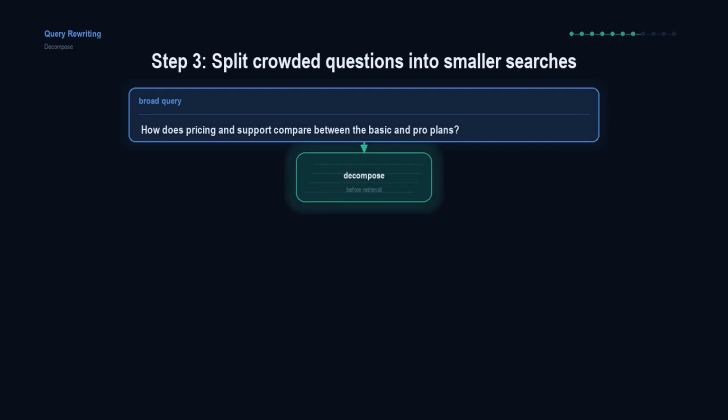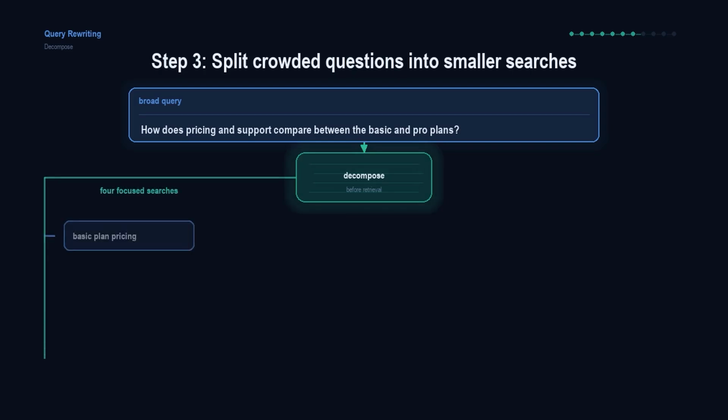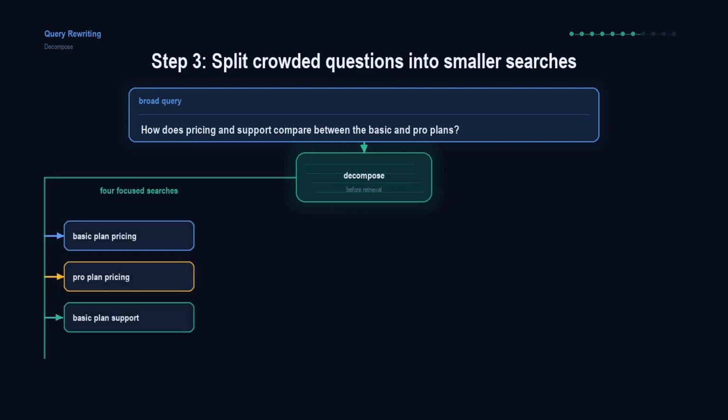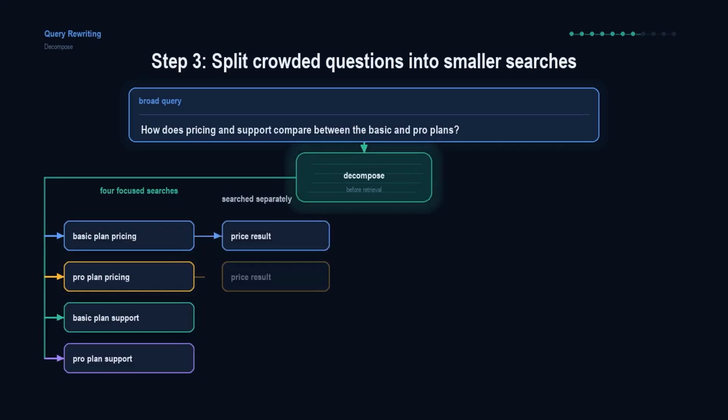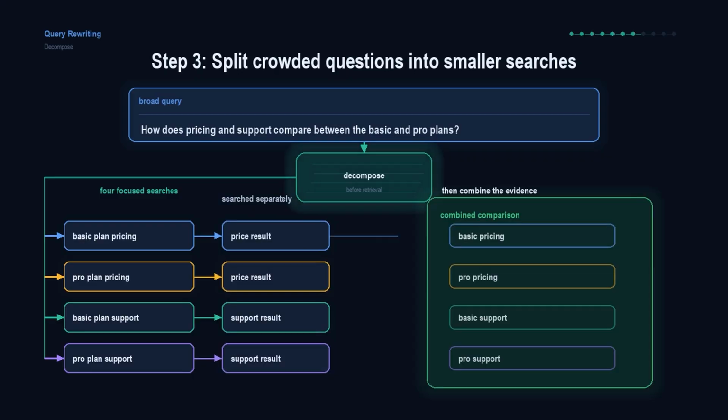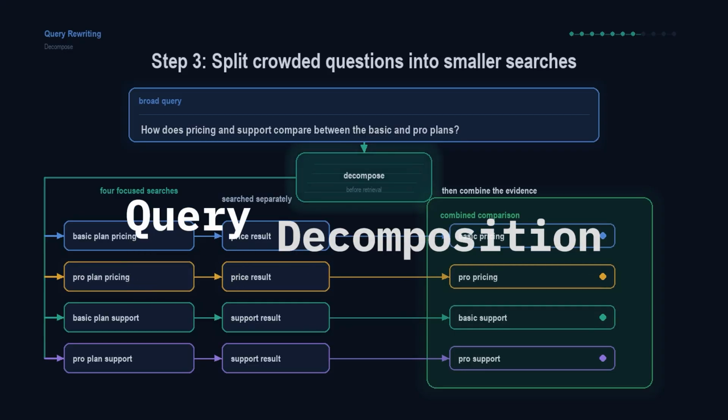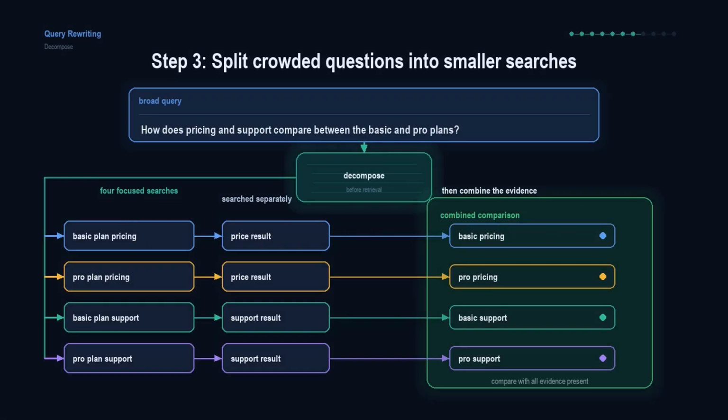This can be split into smaller single purpose queries like basic plan pricing, pro plan pricing, basic plan support, and pro plan support. Each smaller query gets searched separately, and the results get combined later. This is sometimes called query decomposition. And it's especially useful when one question is really several questions wearing a trench coat.